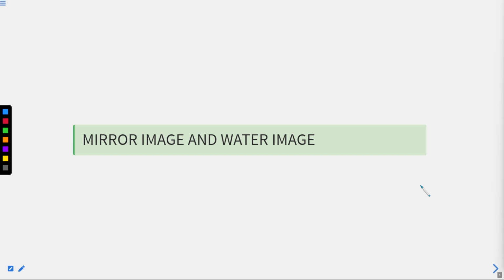You must have gone outside somewhere, to a lake, where you have seen your reflection; that we call a water image. And on a daily basis, when you get yourself ready for any purpose, either a job or an interview, you check yourself in the mirror, right? So you have seen your reflection there in the mirror as well. That is called your mirror image.